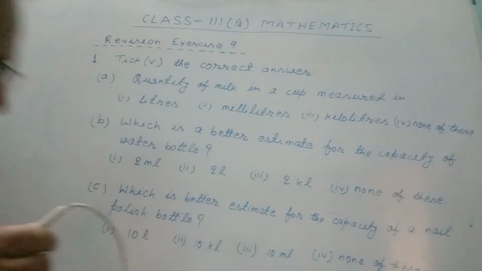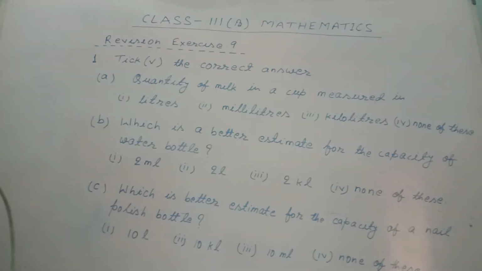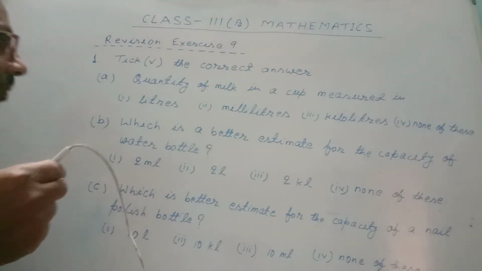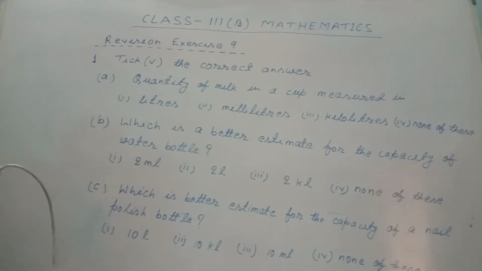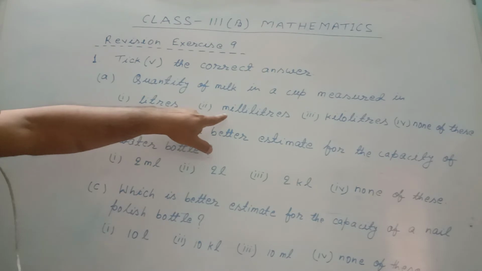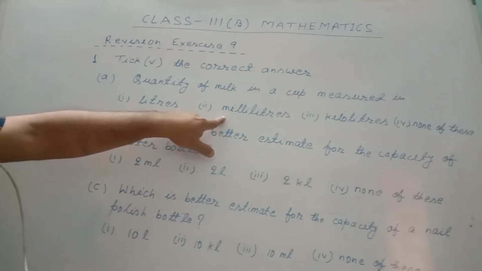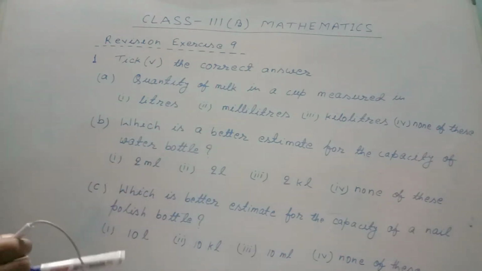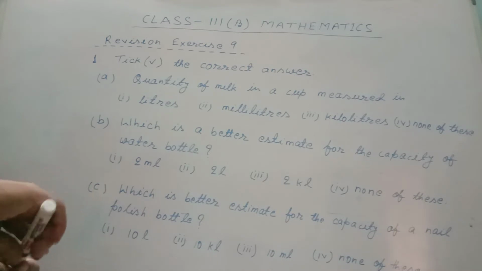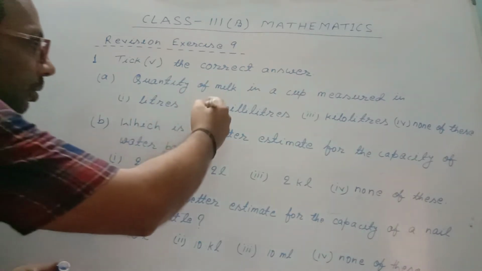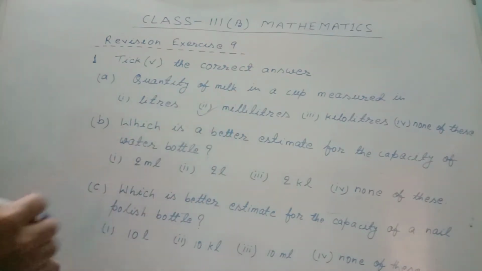Quantity of milk in a cup. Cup, that may be cup of tea. So in that, quantity of milk will be measured in milliliter. Option number 2 is the correct answer. So you tick option number 2 in this way.